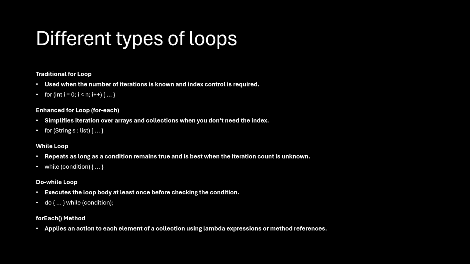Do-while loops execute the loop at least once before checking the condition. That's the difference between that and a while loop. So a while loop may never execute, while a do-while loop executes at least once.